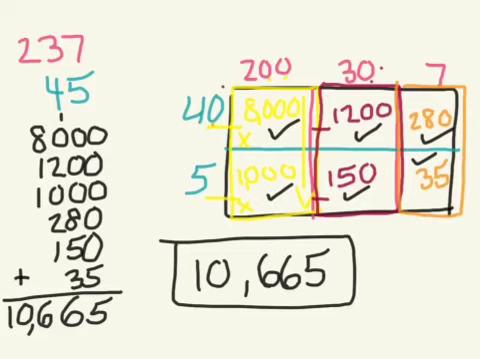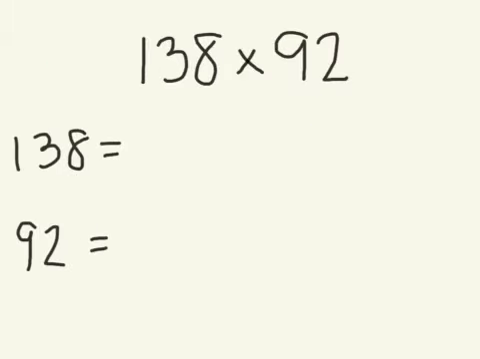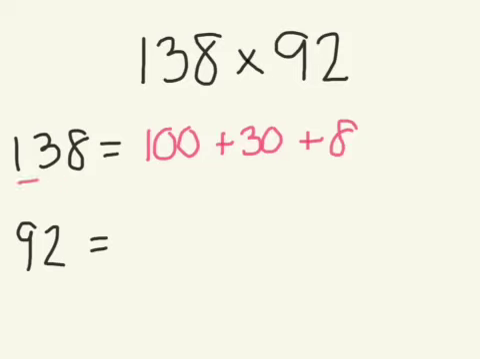Didn't take too long, but I'll bet we can do one more. Alright, so this one again, we're going to move a little bit faster. So 138, let's put it expanded. 100 plus 30 plus 8, it's got those 3 place values. Then we have got 92, which has 2 place values, so it'll be 90 plus 2.